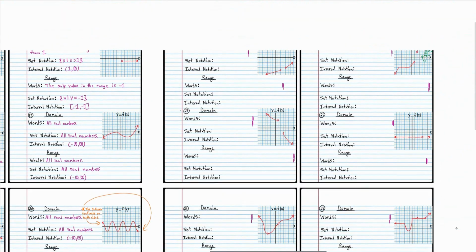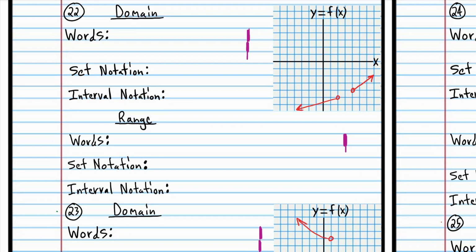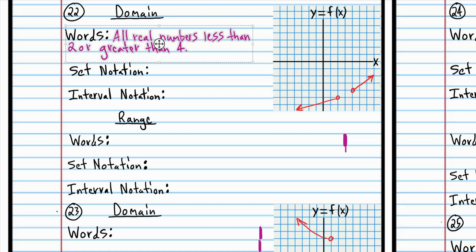Okay, let's try another one of these problems. Again, we're finding the domain and the range. All the x values of the points on the graph in this region are less than 2, and all the points on the graph in this region are greater than 4, or the x values are greater than 4. So the domain of that function is all real numbers less than 2 or greater than 4. The x values of the points here are all less than 2, and the x values of the points here are greater than 4.